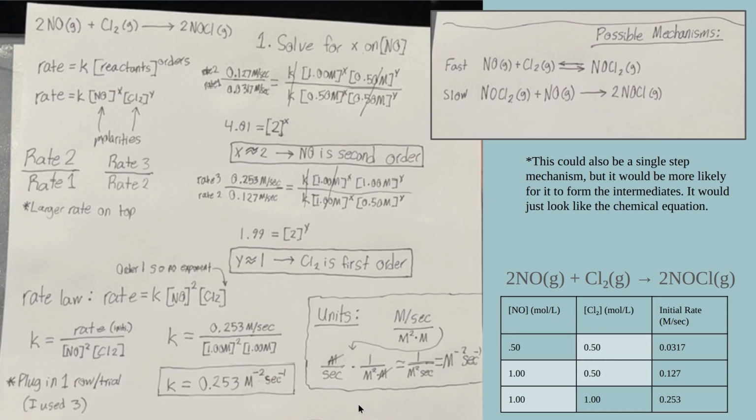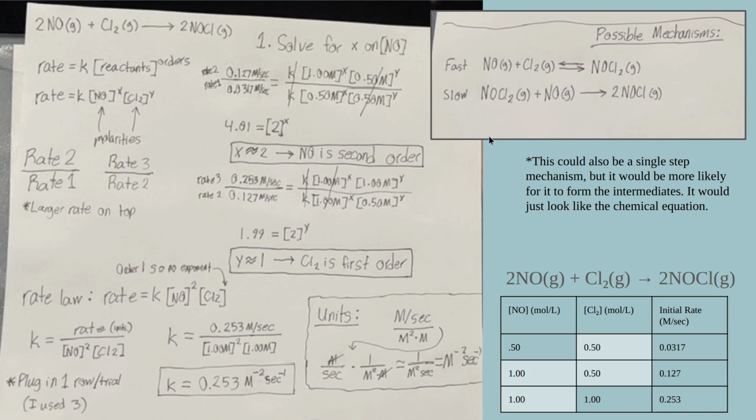We can then plug in one row or trial, which I plugged in row 3. So k is equal to 0.0253 molar per second divided by 1 molar squared times 1 molar. That would then give us k is equal to 0.253 molar to the negative 2 times second to the negative 1. To determine units, we did molar per second divided by molar squared times molar, which means molar per second times 1 over molar squared times molar, which is molar cubed. So we would have 1 over molar squared times second, which is also equal to molar to the negative 2 and second to the negative 1.